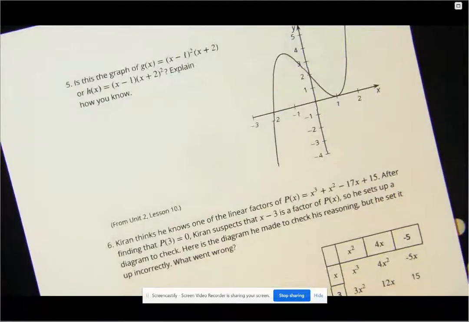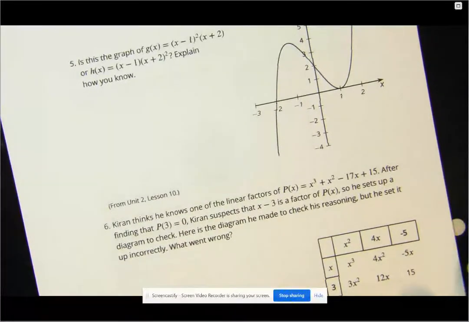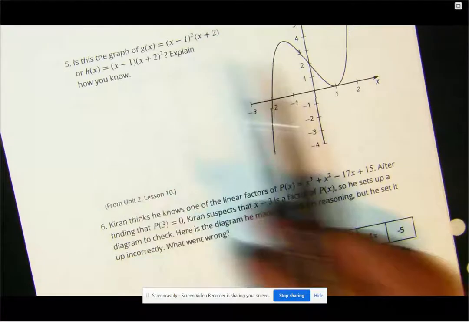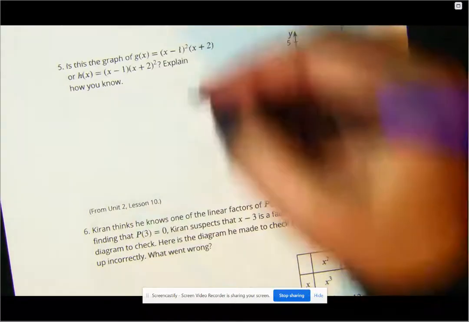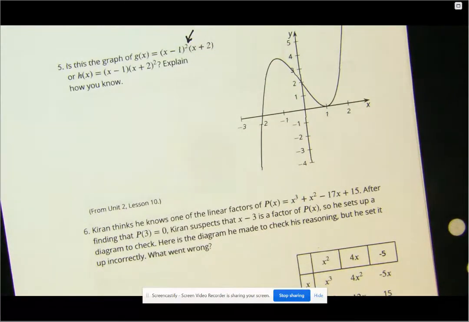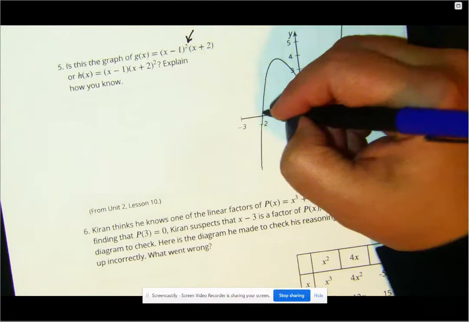Is this graph of g of x, which is x minus 1 squared times x plus 2, or h of x, x minus 1 times x plus 2 squared? Or explain how you know. Well, this up here, this multiplicity, remember, that tells me how it behaves. Both of them have the right zeros, correct? So this touches at 1, yeah, and -2, same here.